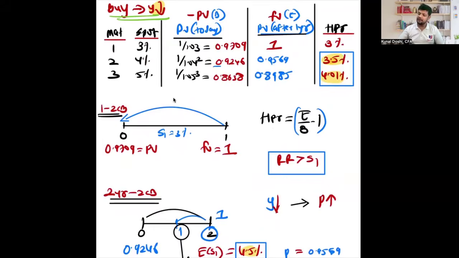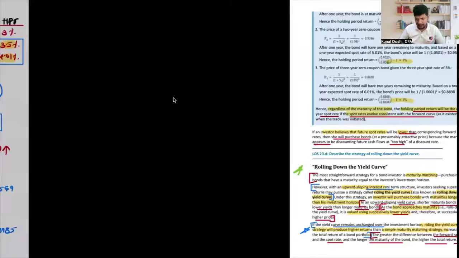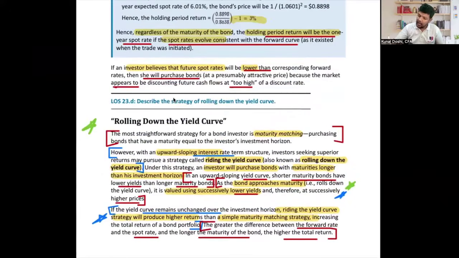Clear, everyone? Okay. Tell me one thing, the higher the maturity, will the yield be higher or lower? The yields will be higher, right? Correct? Now, this is where we understood a very interesting concept called rolling down the yield curve. Actually, I've seen this concept in level 3 also. So what I would suggest, this is a very, very important topic. I would suggest you highlight or mark this as important. See, normally the yield curves are upward sloping. So the higher the maturity, the higher the yield.